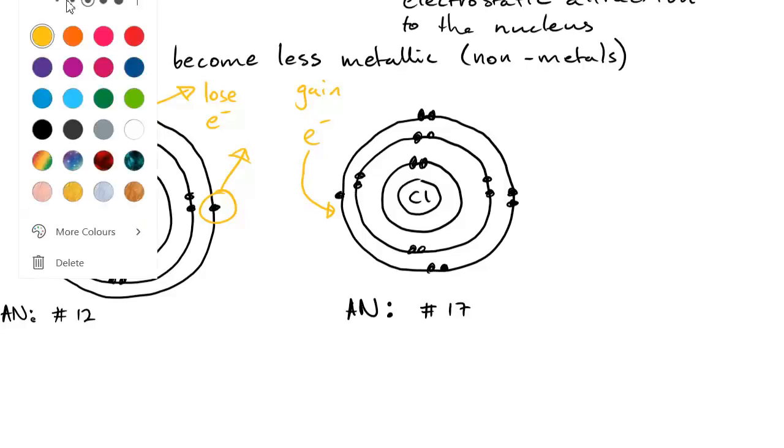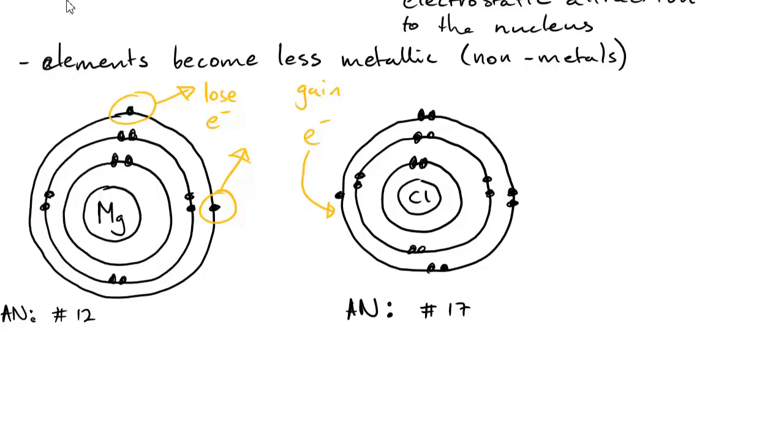Now, when an element wants to lose electrons, it's known as a metal. Okay, metals want to lose electrons. Basically, metals are made up of elements that are losing electrons. That's why they can conduct electricity, because in the structure of a metal, they have billions and billions of electrons just flying by. Okay, and that's what allows electricity to be conducted.